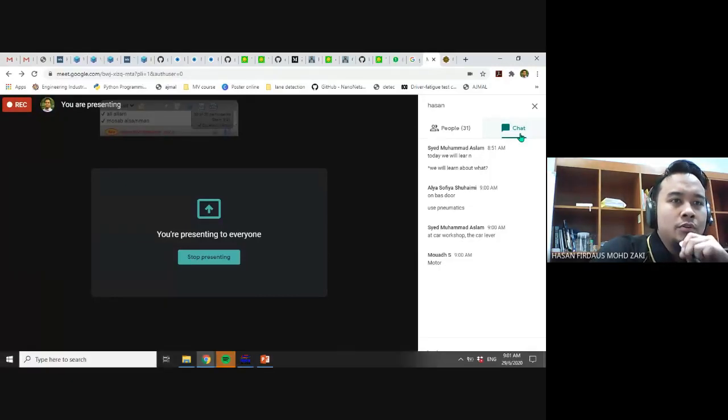Bus door uses pneumatics. Okay, yeah, bus door. Even in the minibus you use the pneumatics, right?